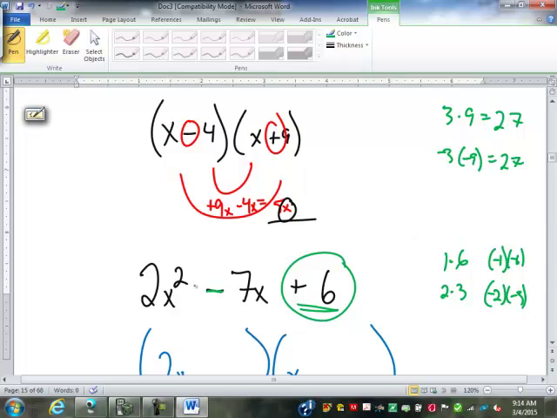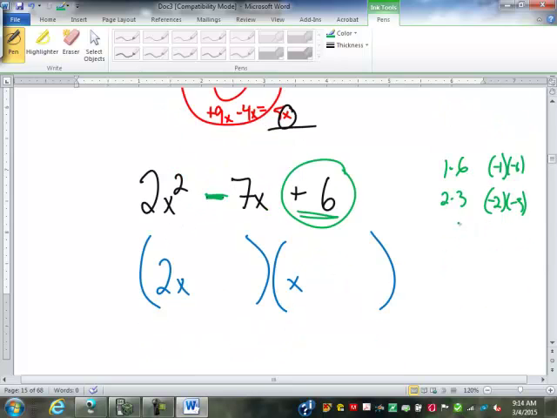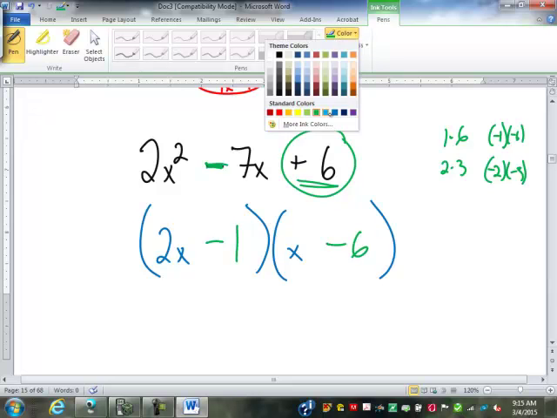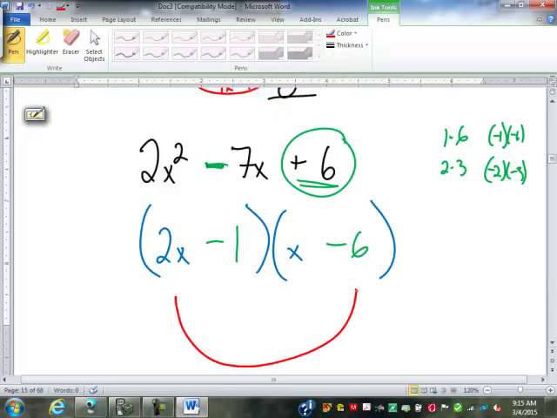Well, since this is a negative 7, it tells us it's probably going to be both negative, either negative 1, negative 6, or negative 2, negative 3. Our first instinct is to try negative 1, negative 6. There's a problem with that, though. On the outside, 2 times negative 6 is negative 12x. On the inside, negative 1 times x is negative 1x. That's a negative 13x. Is that what we wanted? No. The negative 1 and negative 6 looked so promising. But it didn't work because we got this 2 up here. It would have worked without the 2. The 2 messes things up.